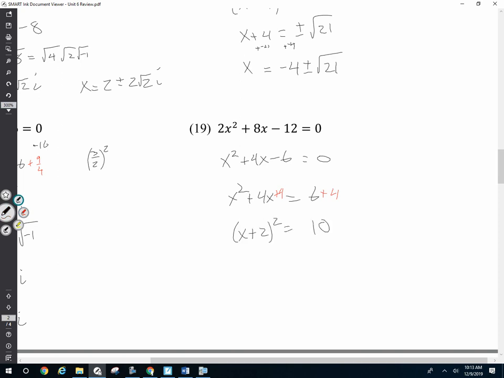This is 10. Square root. X plus 2 equals root 10. Can't simplify root 10. Make sure I have the plus or minus. Add negative 2 to finish things off. X equals negative 2 plus or minus root 10.